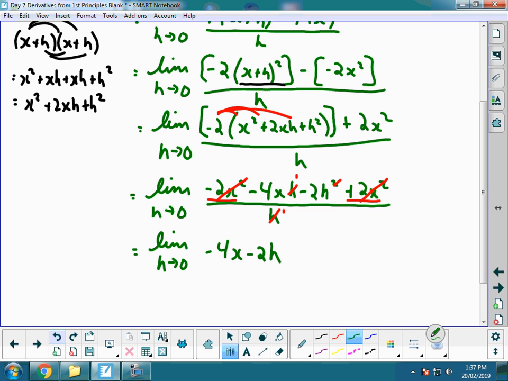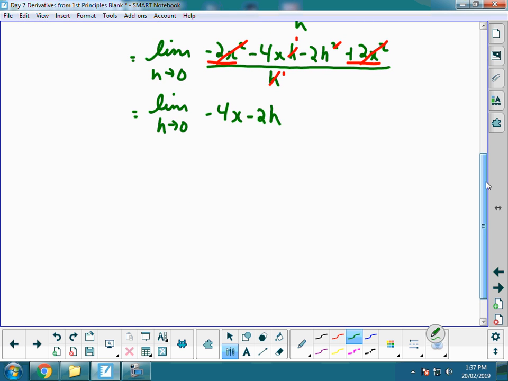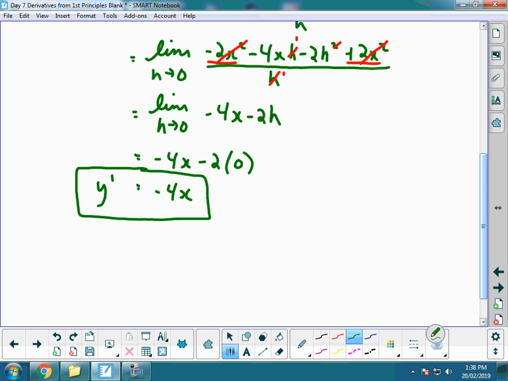Now, because I was able to divide by h, the h in the denominator is gone, and I can actually evaluate the limit. I can take the limit as h goes to 0, so I can sub in h equals 0 now. So it's negative 4x minus 2 bracket 0, and that's going to leave me with just negative 4x. And negative 4x is the equation that describes all the slopes of tangents. That thing is called the derivative. And so now instead of finding just the slope, I've actually found the derivative of that original function.